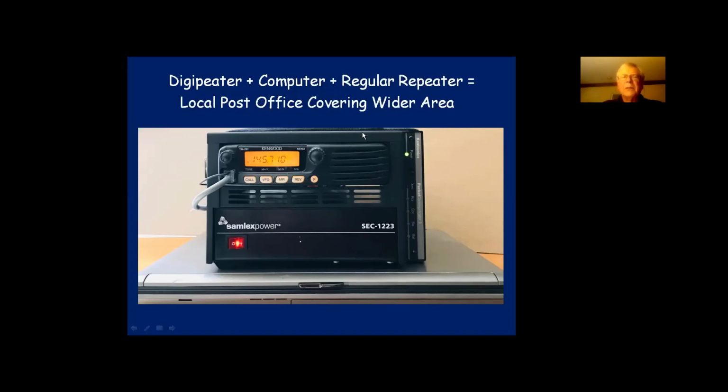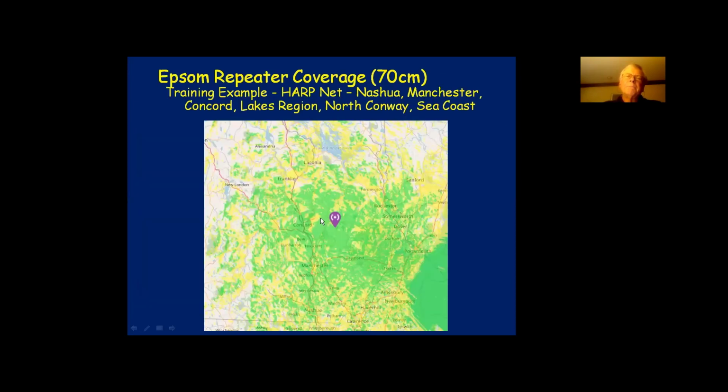You can also put a system like this on a regular repeater and have a local post office that covers a wider area. And again, the HARPNet uses the Epsom repeater, which we were testing on a couple of weeks ago. And that covers basically from North Conway to the seacoast and down into Manchester and Nashua. So you can get quite a bit of training done.